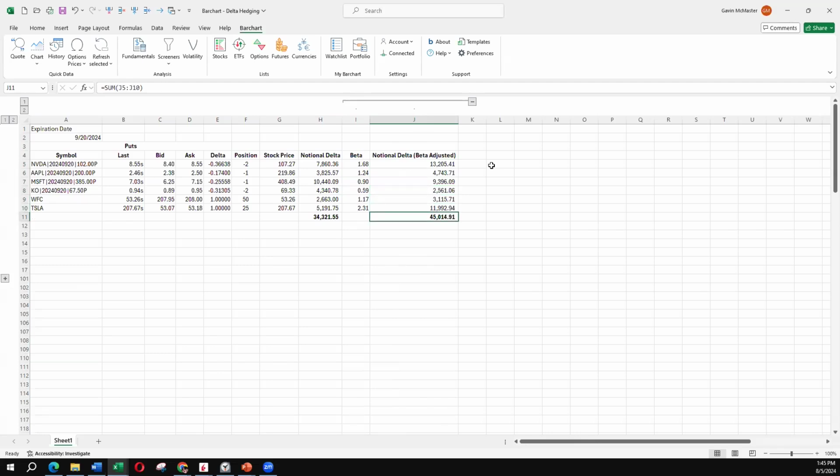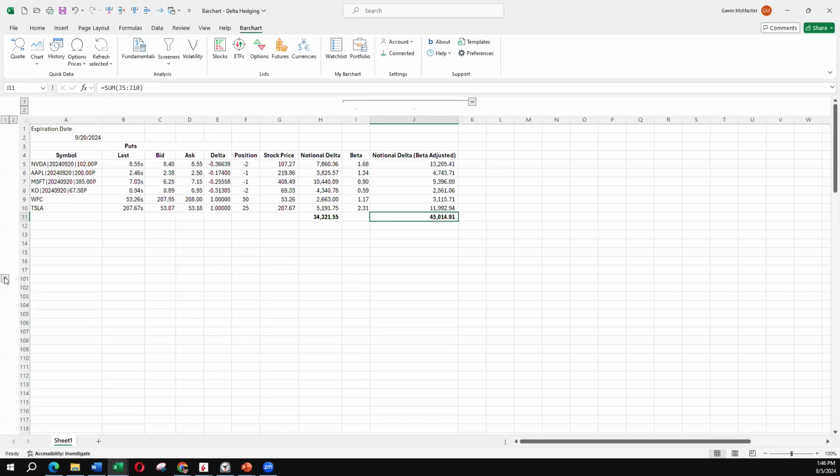And that gives us our overall beta weighted notional delta, basically our beta weighted exposure to the market at the moment, about $45,000 on the long side. Now, if the market is dropping really fast and we want to add a delta hedge here, we can use our notional delta, or if you want to be a bit more technical, you can use the beta adjusted amount.